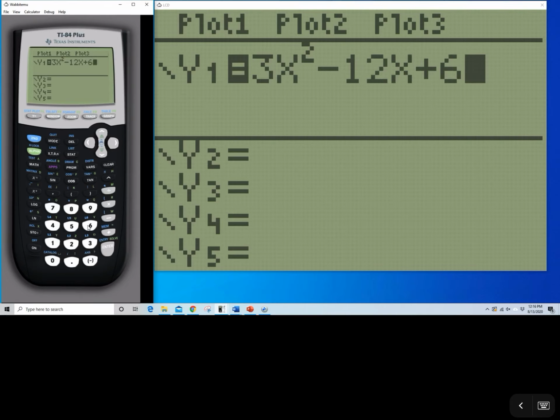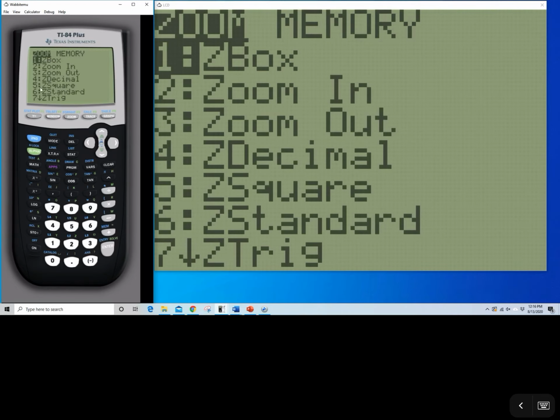Okay, what you're going to do now is enter in the equation 3x squared minus 12x plus 6. Now our goal here is to graph this, not so much on the calculator. We want to be able to pull some points off of this graph to write down on our notes page, and then we're going to plot it by hand on the grid that is on your notes page.